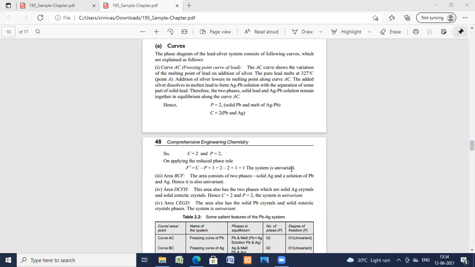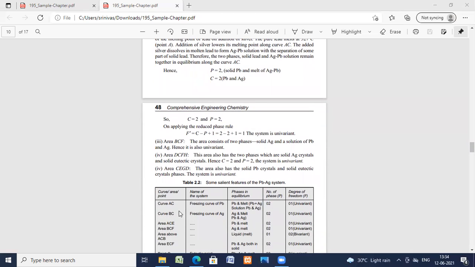Now we'll see for the areas. Later on, we'll have a complete look onto the curves. Okay, we'll see the curve AC. As I've told you the curve AC. Similarly, we'll see curve BC. BC is the freezing curve of Ag. You are adding lead. So there is a solid Ag and melt of Ag and Pb.